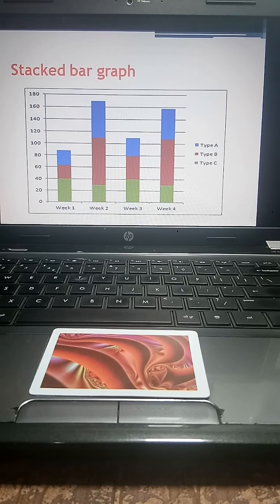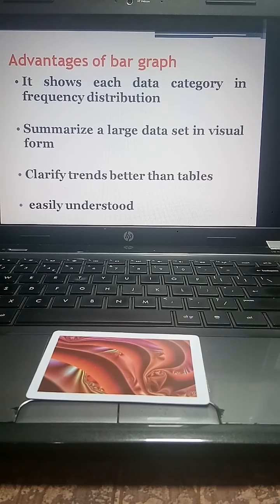Third one is the stacked bar graph. Stacked bar graph, when we want to present anything into different stacks, one upon another. So here we are taking any kind of example like type A, type B, type C, like hepatitis A, B, C. In the first week, how many cases of hepatitis, then in the second week, third week, and so on. When we are taking any items one upon another, that is termed as the stacked bar graph.